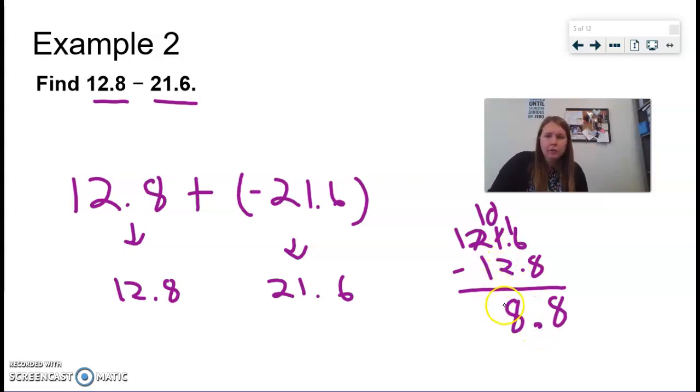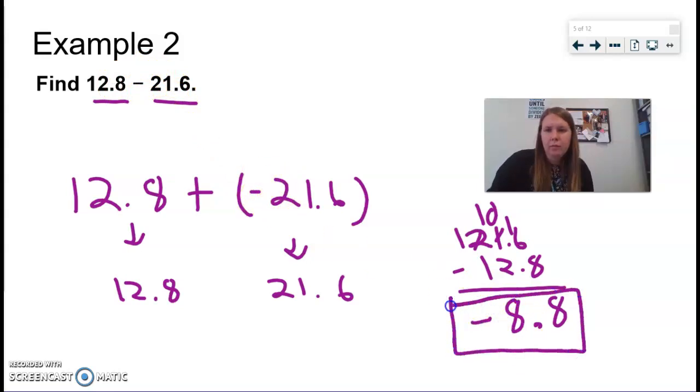8.8. Now I have to also notice what was the original larger. So 21.6 was larger, but in the original 21.6, once I moved it in this addition, it was negative. I'm not looking at it from the subtraction, I'm looking from here. So it is going to be a negative 8.8.